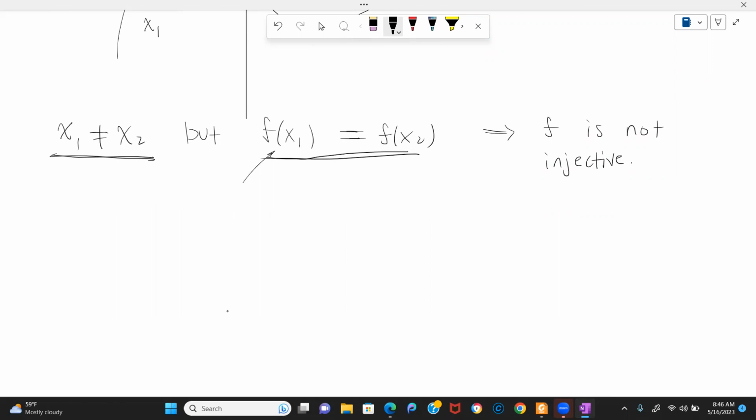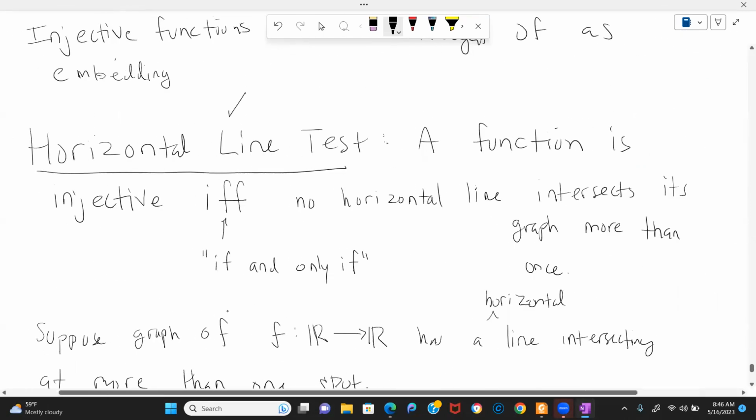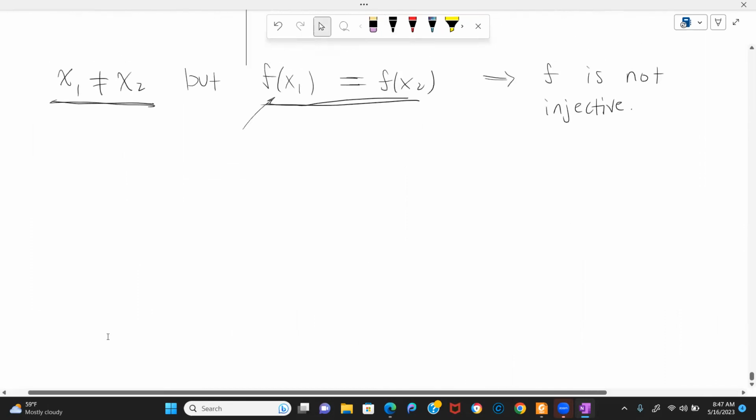So the proof of the horizontal line test just follows by definition, in a sense. There's not really a whole lot to prove. It's just a matter of unpacking the definition of what it means to be injective. All right, so let's look at some quick examples.